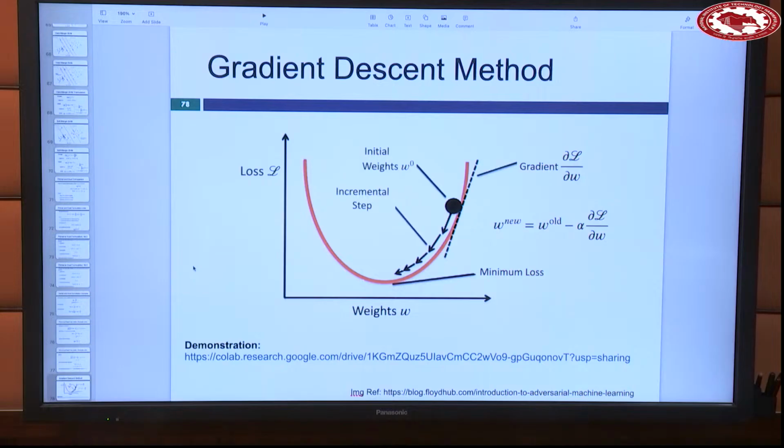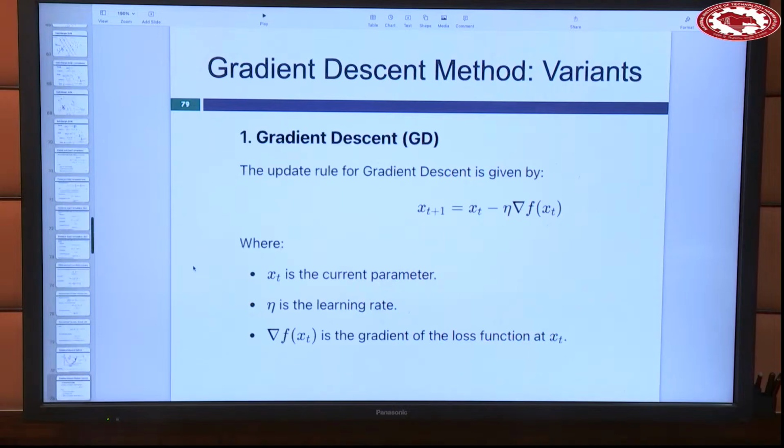Okay, what is the time? 3:40. Should we start the demonstration, right? Okay. 5 minutes, after 5 minutes we'll start the demonstration.